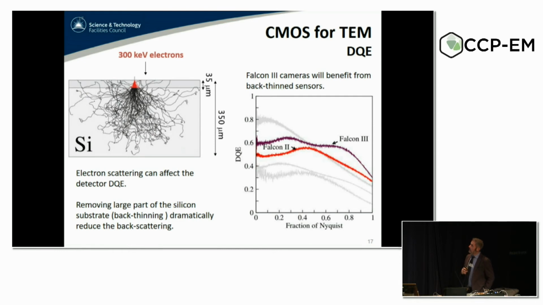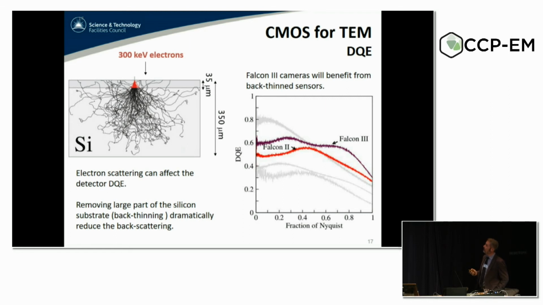What else can we do to improve performance? Well, what we can do to improve the DQE is, for example, thinning the detector. You can see 300 kV electrons go into silicon. There's a lot of scattering happening in a volume of 350 micron, probably in the Z direction, maybe even more. If you can thin your sensor down to 35 micron, you can see that the amount of scattering is definitely less. So back thinning, removing a large part of the silicon substrate, which I'll show you, I think, on the second or third slides, dramatically reduces the back scattering.